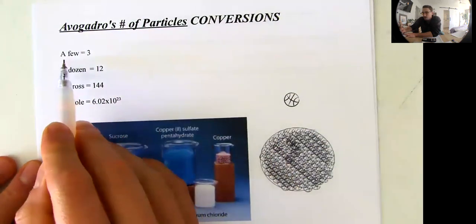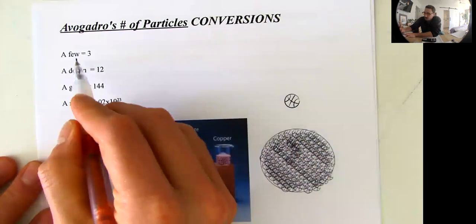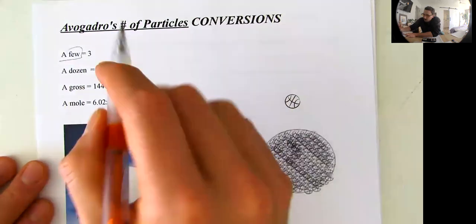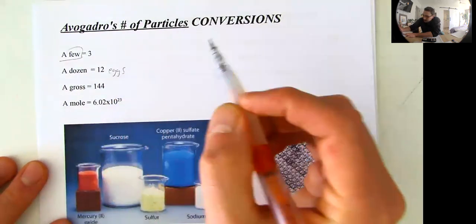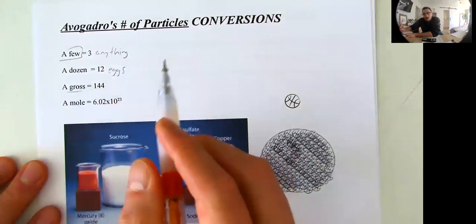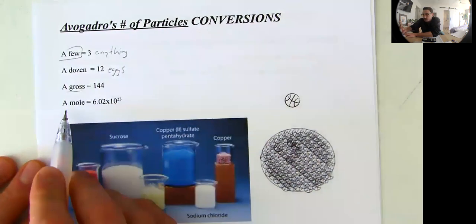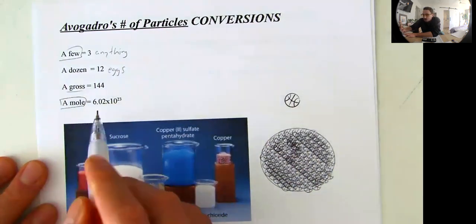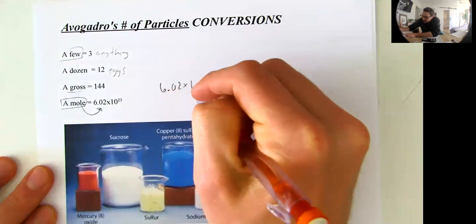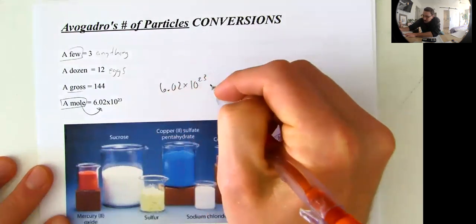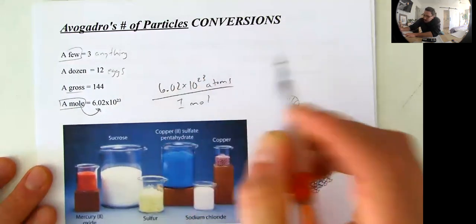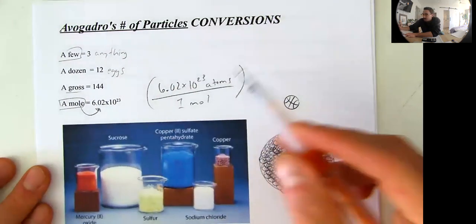Here's a review. Here's a few different words that mean different numbers. A few could be 2 or 3. A dozen is 12. We could be talking about eggs here, or anything. Here's another word, a gross. You probably haven't heard of that one, but that means 144. Well, the word that you should know for chemistry class is mole. This word means this number, which means you'll be seeing this a lot. 6.02 times 10 to the 23rd. It could be atoms or molecules per 1 mole. That'll be what the conversion factor looks like, that way or flipped upside down.